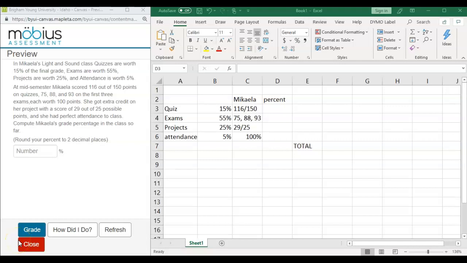Unit 1 exam review, question number 4. In Michaela's light and sound class, quizzes are worth 15% of the final grade. Exams are worth 55%. Projects are worth 25%. And attendance is worth 5%.